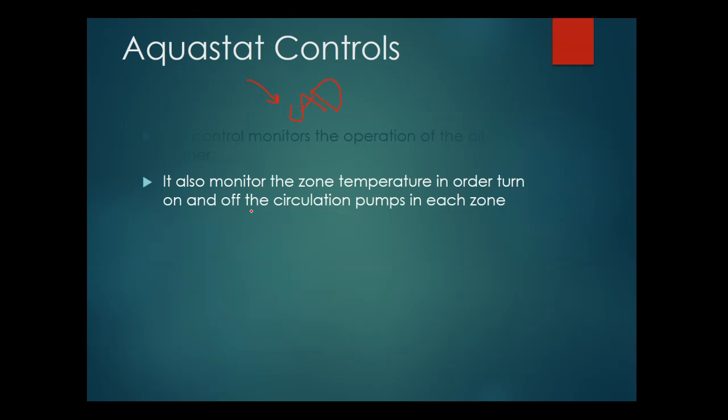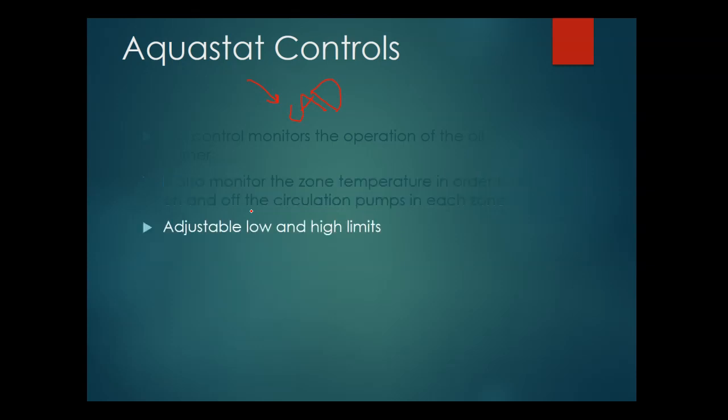If you have a switching relay, the switching relay that we will add will have its own thermostat and its own circulation pump. We have adjustable high and low limit. That's where we keep the water temperature between the high limit and the low limit. And sometimes we have a differential, which is the temperature below the low limit.